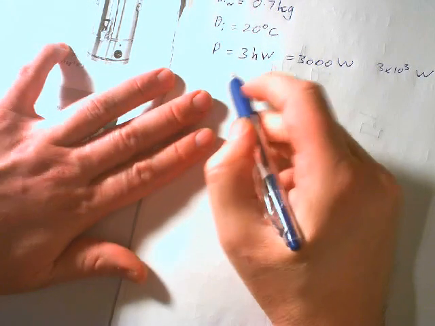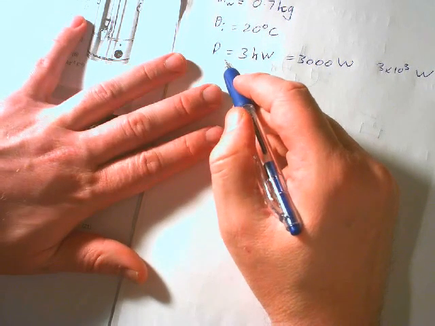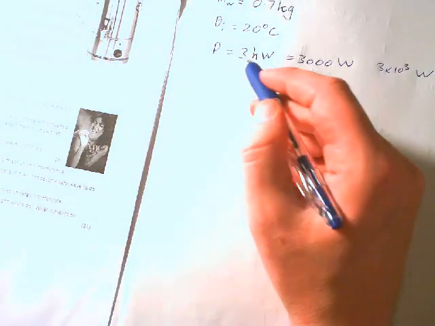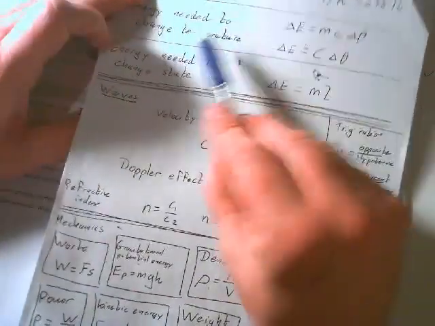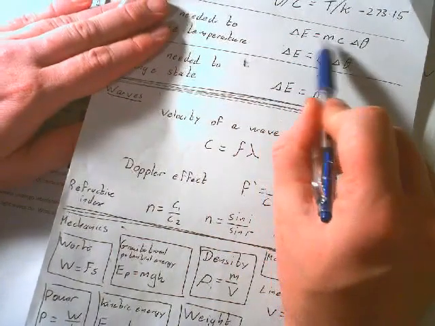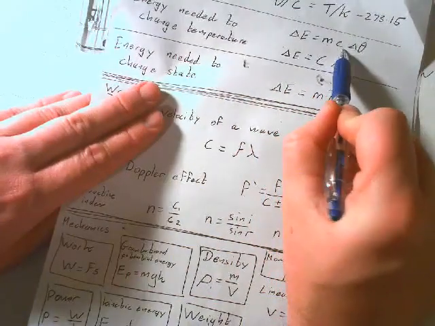Now that kilowatts, that's going to annoy me later on, so I'm just going to convert that into watts. 3 kilowatts is 3,000 watts. Or if you're more comfortable, 3 by 10 to the 3 watts. They're all the same, they're all equivalent. Calculate the energy needed to raise the temperature of the water from 20 to 90 degrees Celsius.